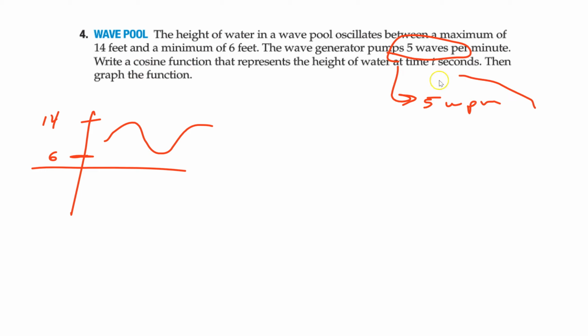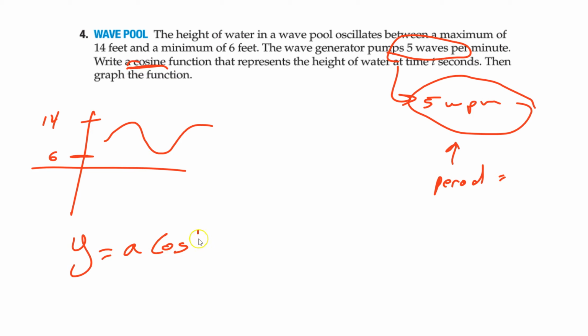So 5 waves per minute is your period. So now it has to do with the period. It's not actually the period, but we'll get back to that right now. So it is a cosine graph. They tell us that. So okay, so we have y equals, let's do a basic cosine, b x minus c plus d. Remember, that's a very basic graph right there, right? Cosine. And we're going to find everything.